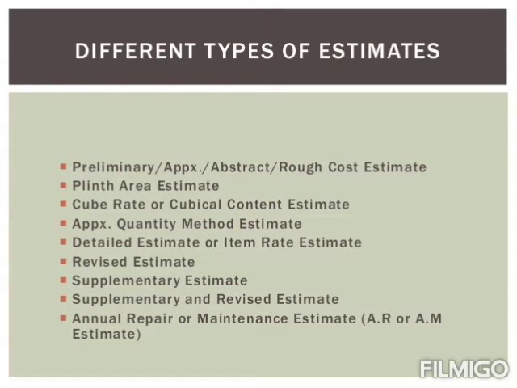So today we are going to talk about the different types of estimates. First, preliminary estimate, plinth area estimate, cube rate or cubical content estimate, approximate quantity method estimate, detailed estimate or item rate estimate, revised estimate, supplementary estimate, supplementary and revised estimate. At last comes annual repair or maintenance estimate.